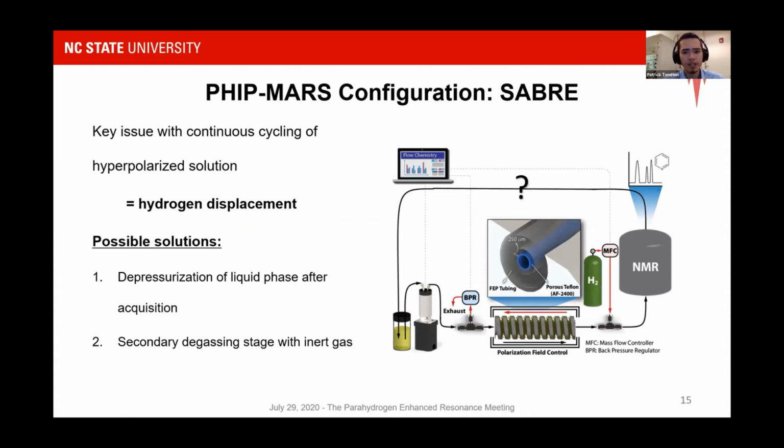So one of the main issues in continuously cycling solution, especially in laminar flow, is displacement of orthohydrogen from solution to allow large volumes of fresh parahydrogen to enter. So we propose 2 possible solutions to this problem. One is depressurization of the liquid phase after acquisition to draw large H2 volumes out, allowing large H2 volumes back in. And the second is a degassing stage at about the same pressure as the primary stage, using another tube-in-tube reactor with inert gas flow instead of parahydrogen flow, relying on partial pressure to drive the H2 out. And it's just shown here where we have that secondary degassing displacement phase initiated.